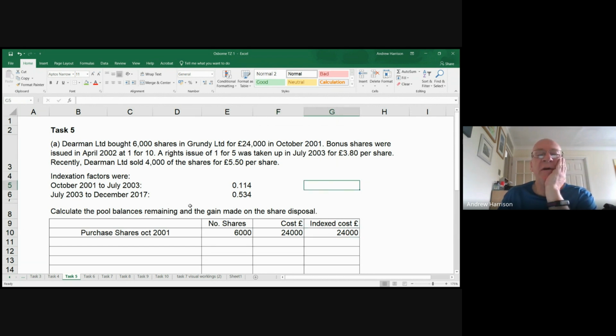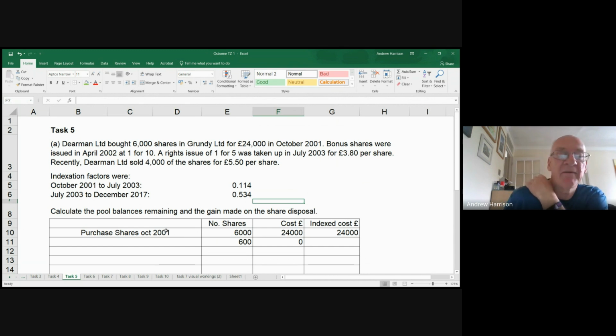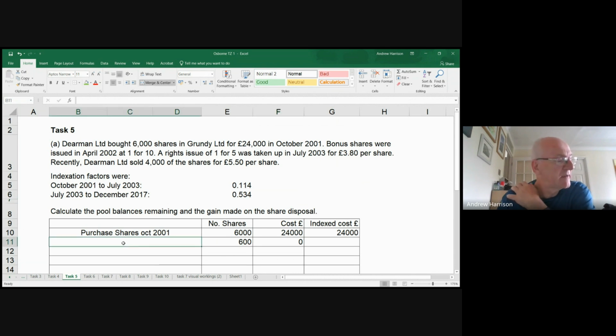Bonus shares. So bonus issue shares don't have any cost. Might as well put that one in, so remember that one. 1 for 10, so you're going to get 600. Cost-wise, batch-wise, they relate to these ones anyway. They're only getting them because they bought these shares in October 2001.